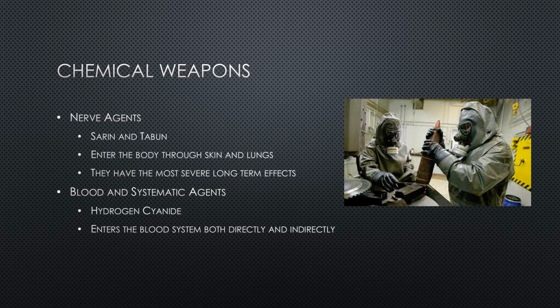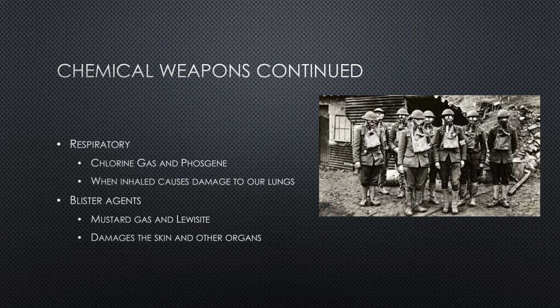Next, we have blood and systematic agents. These enter the blood system both directly and indirectly. An example of this would be hydrogen cyanide. Next, we have respiratory agents. These are agents such as chlorine gas and phosgene, and when inhaled can cause damage to our lungs. Exposure to chlorine gas will cause burns inside of someone's lungs and later cause chronic respiratory disease.